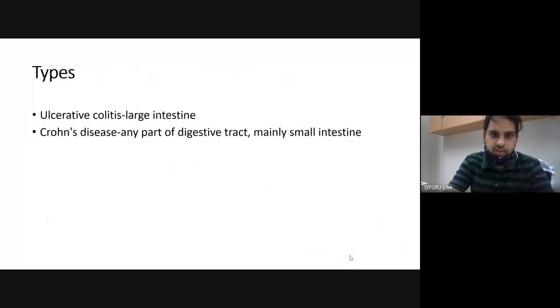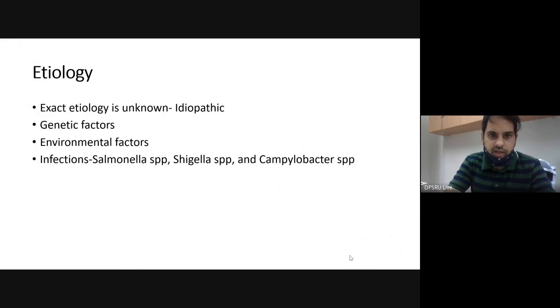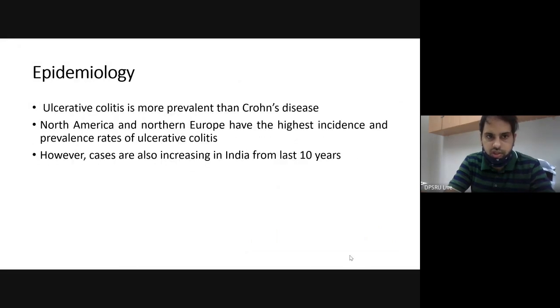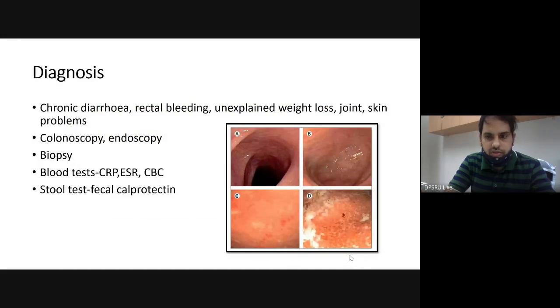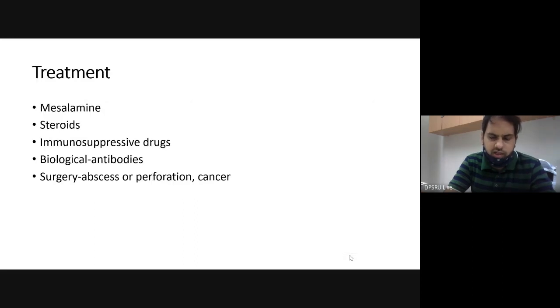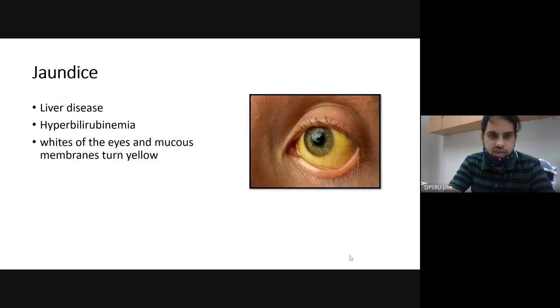Okay, so we have discussed the different types of IBD, their etiology, epidemiology, and the pathogenesis of inflammatory bowel disease. Diagnosis, what diagnostic tests we are currently doing to diagnose patients of IBD, and what kind of treatment we are giving for IBD patients.